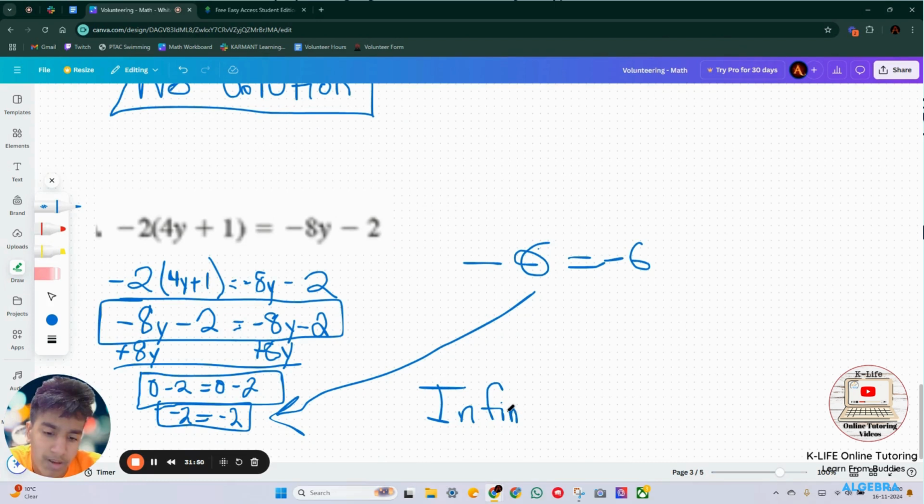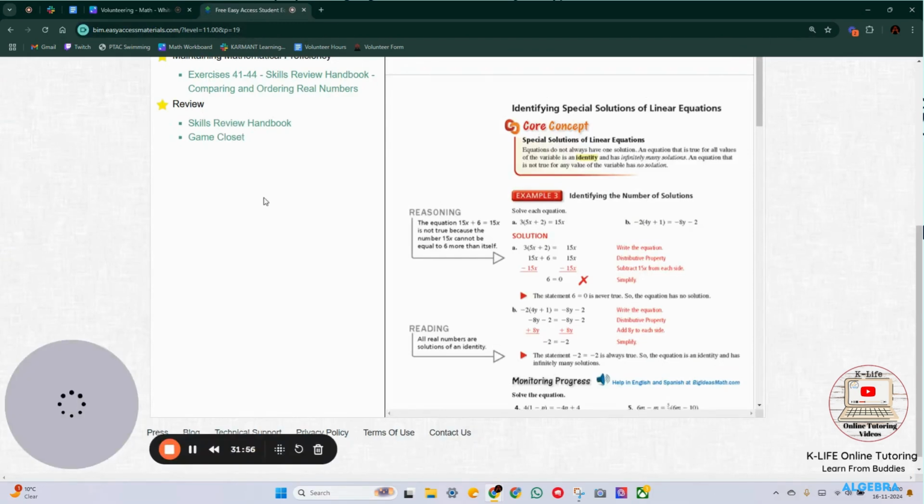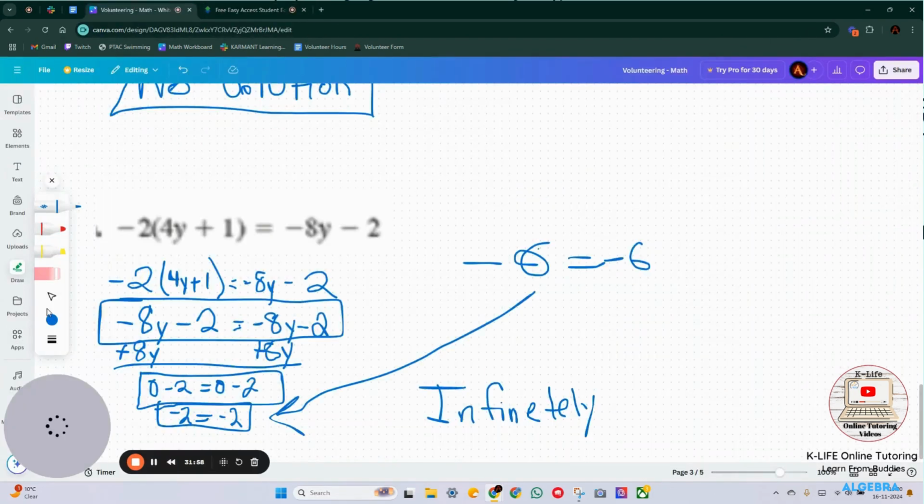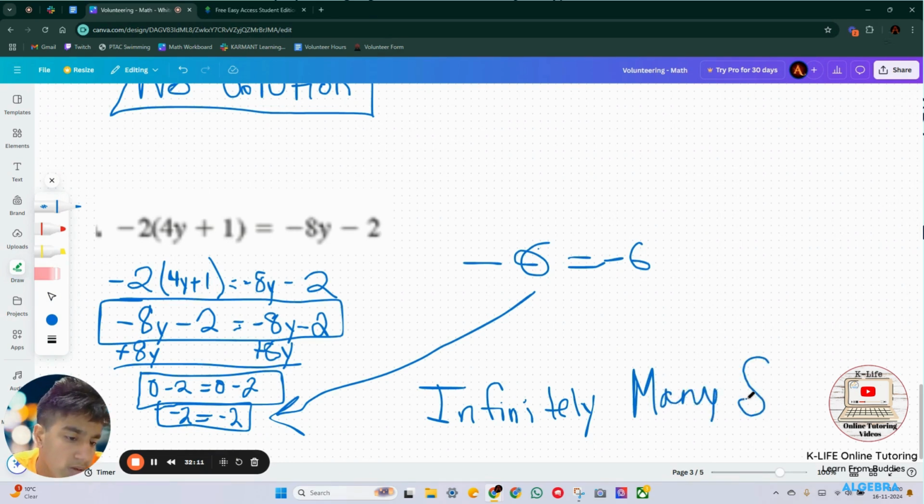Infinitely many solutions. Let me check if I spelled it right. Nope, I didn't. I knew there was an I in between that. Totally knew. Infinitely many solutions.